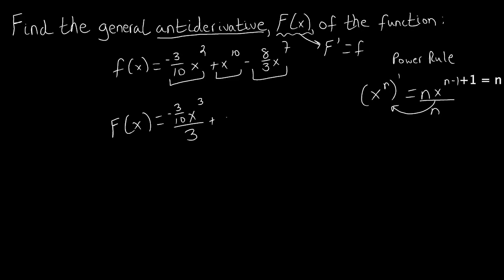So we're going to increase this power by 1 and then divide the term by that new power as well as a coefficient. And then lastly, we're going to do it for this last one. So we're going to increase the power by 1 and then divide this term by that coefficient. So now we have this, and it looks kind of messy. So let's see if we can simplify this down a little bit.